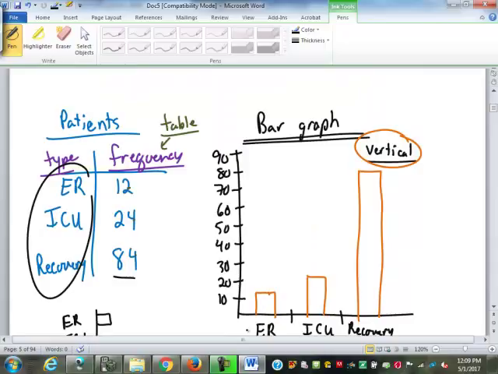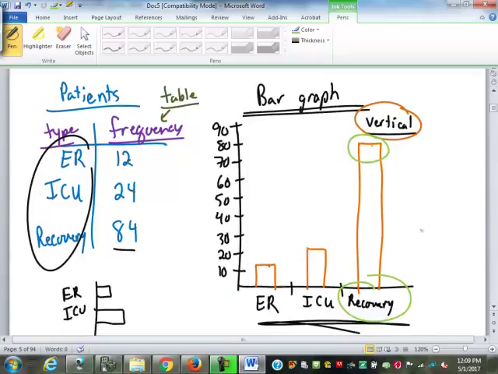Either way, what you can see here is very quickly, if I ask you which area has the most patients in, I can very quickly pick out that's the tallest bar, that's the recovery unit. Or which area has the fewest patients in it. This is the shortest bar, that's the ER. Or if I wanted you to compare two of them, again, I could very quickly find their bars and compare their height.